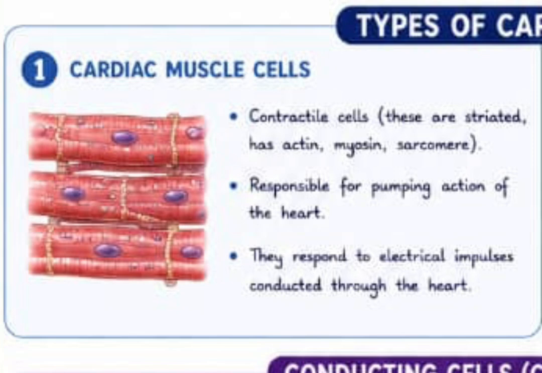And these striated muscle fibers contain intercalated discs, so that there will be spread of action potential to all the muscle tissues, so that they can contract uniformly. So this is the cardiac muscle cell.